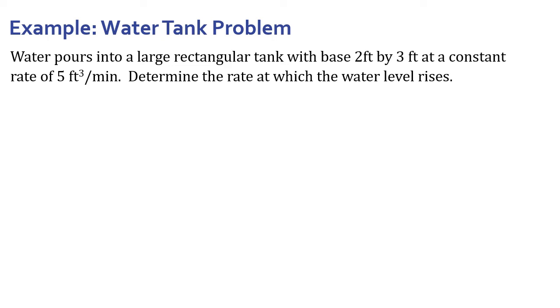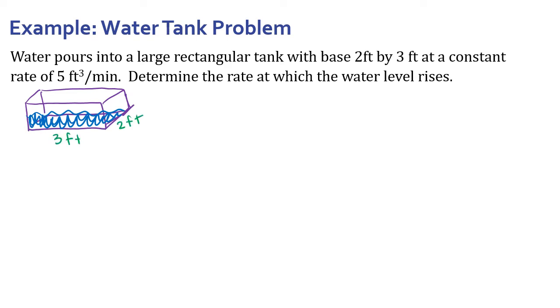Okay, let's draw an image of this. So if I've got a rectangular water tank, again, don't judge my drawing. Okay, kind of looks like that. Hopefully you can visualize we've got water. The water's pouring in, so obviously that water is going to be getting more. So it's a rectangular tank with a base of 2 feet by 3 feet. So let's label those pieces. So I've got 2 feet, 3 feet.